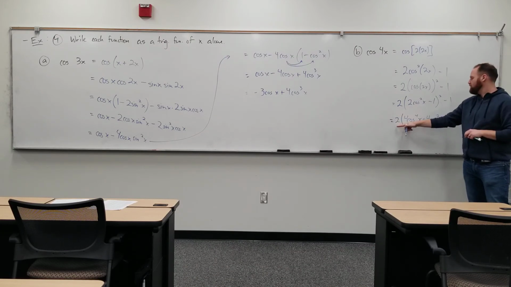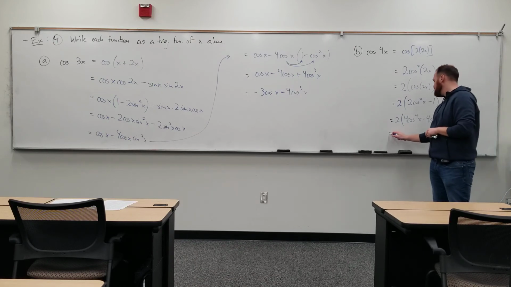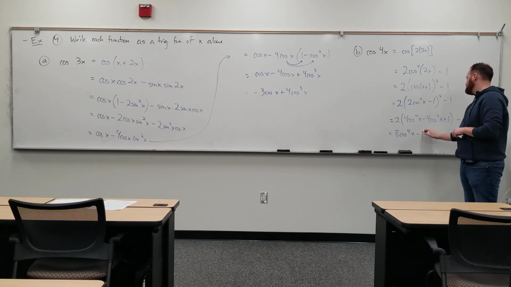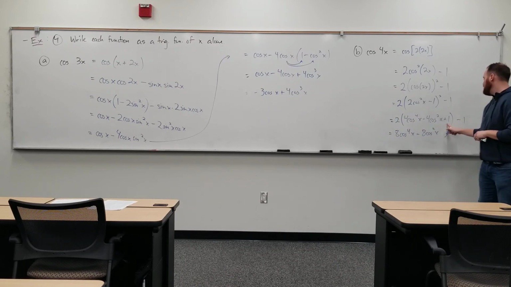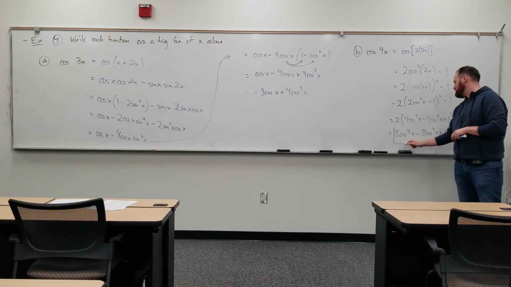This 2 comes along for the ride, this negative 1 comes along for the ride, and we can simplify from there. So this is going to be 8 cosine to the 4th x minus 8 cosine squared x plus 2 minus 1, right? I'm not going to write out the additional step. I'm going to say plus 2 minus 1, so plus 1. And there's my final answer.